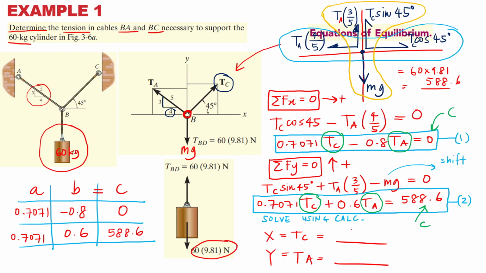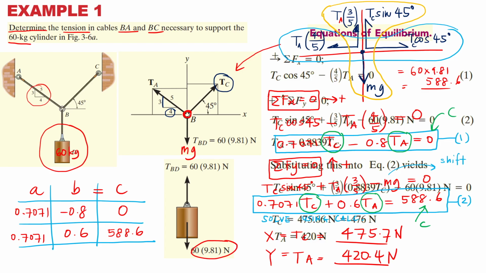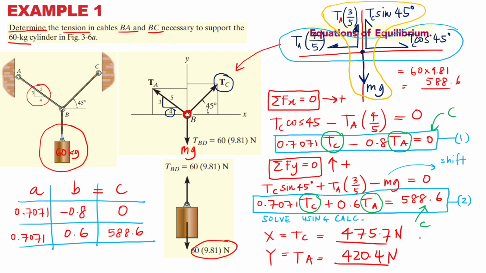So the answer that you're going to get is 4.75 Newton, and the other one is 420.4. So that is the answer. You can check 420 and 476. Final answer you can adjust to three significant numbers. So this one is 476 Newton, this one is 420 Newton. Is everybody clear? If you narrow it down to three significant numbers, that is the answer.